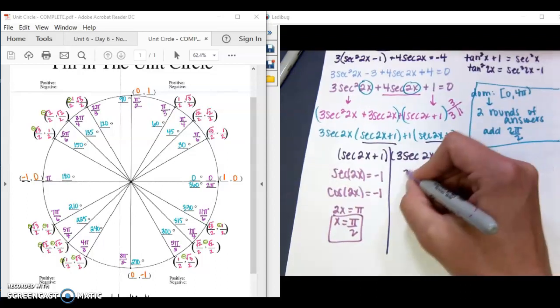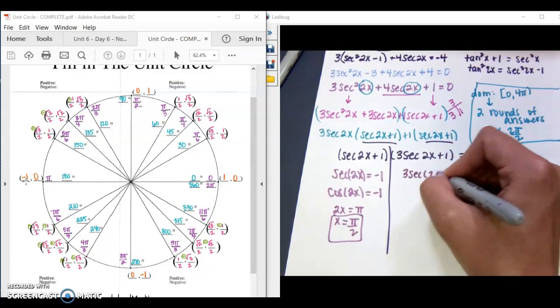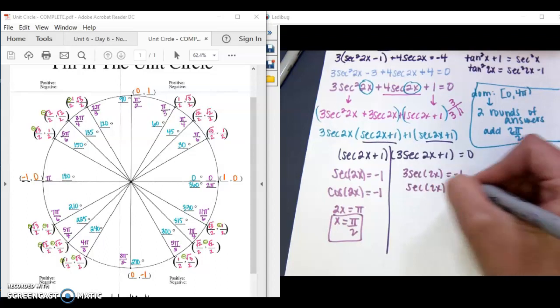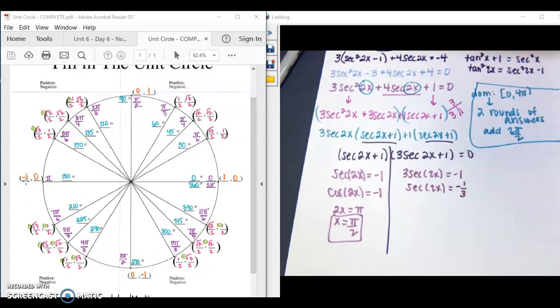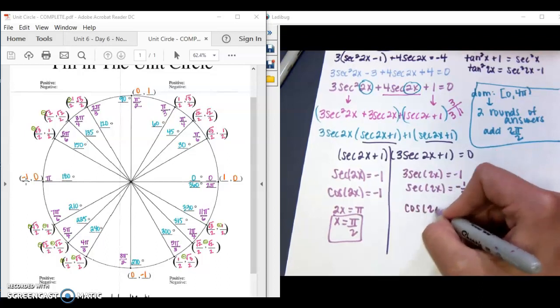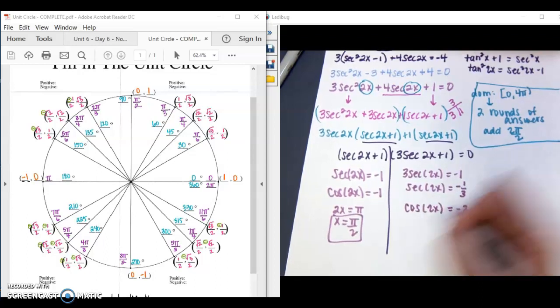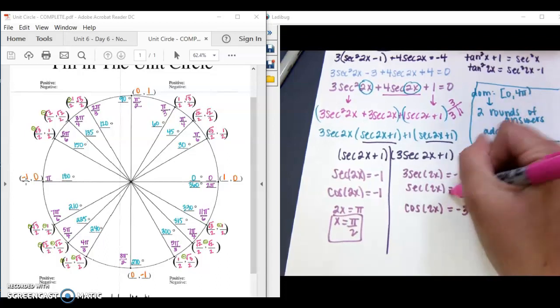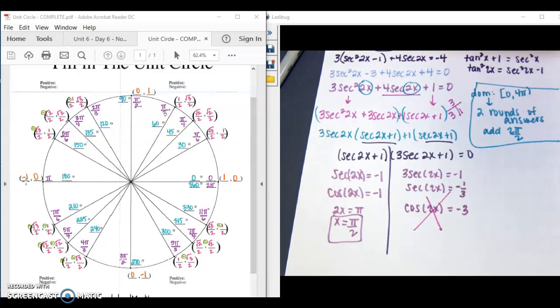On the right-hand side, if we subtract over our 1, 2x is stuck, so we're looking where it's negative 1/3. I don't really want to work with secant, so I'm going to change it to cosine, the reciprocal. So that's going to be equal to negative 3. Well, remember, negative 3, the lowest it can go is negative 1. So this is not going to give me an answer.